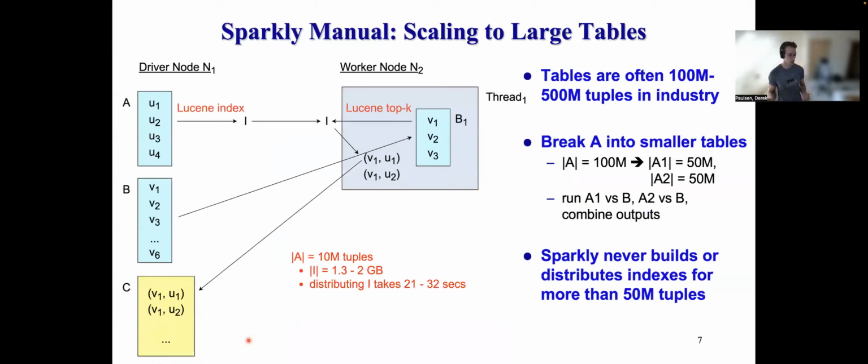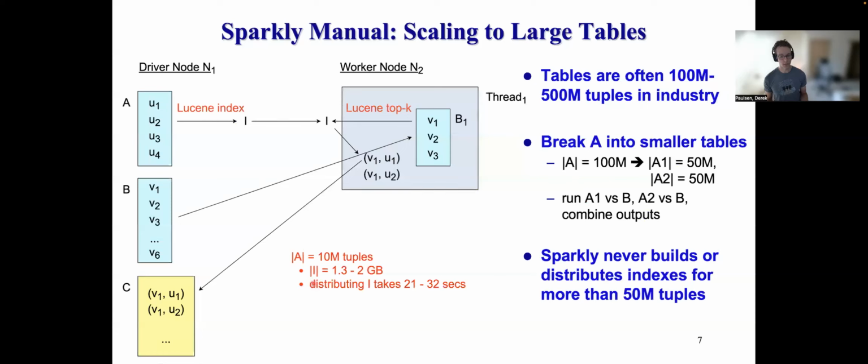Now, with this architecture, probably the first thing that comes to mind is what happens when I gets particularly large? What happens if it doesn't fit into the worker nodes? Fortunately, this isn't a problem for most cases. Even when table A is 10 million tuples, I is only 1 to 2 gigs. It takes 20 to 30 seconds to distribute, so that's perfectly manageable.